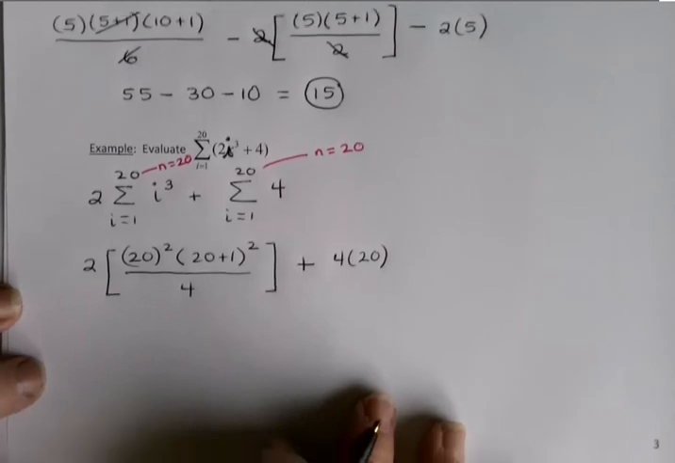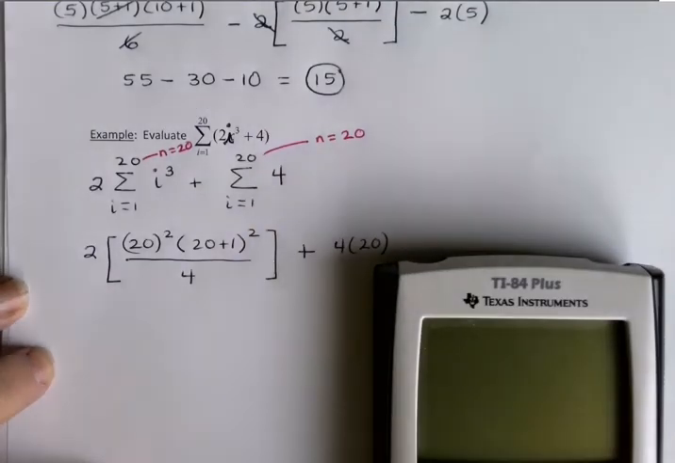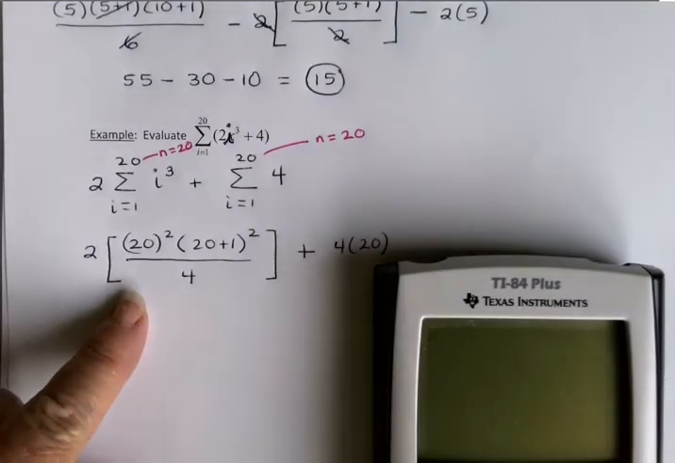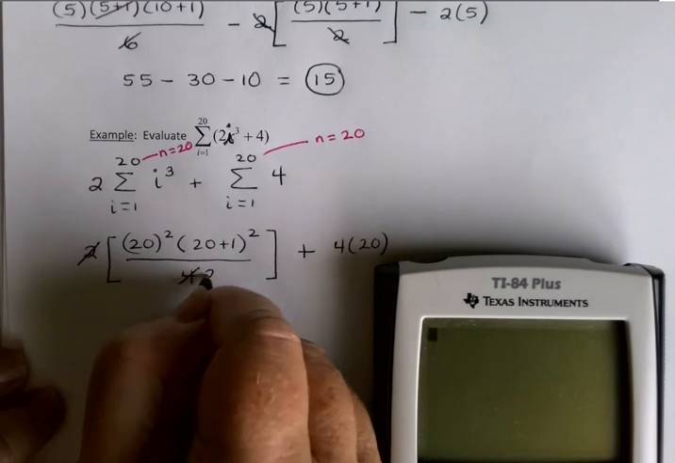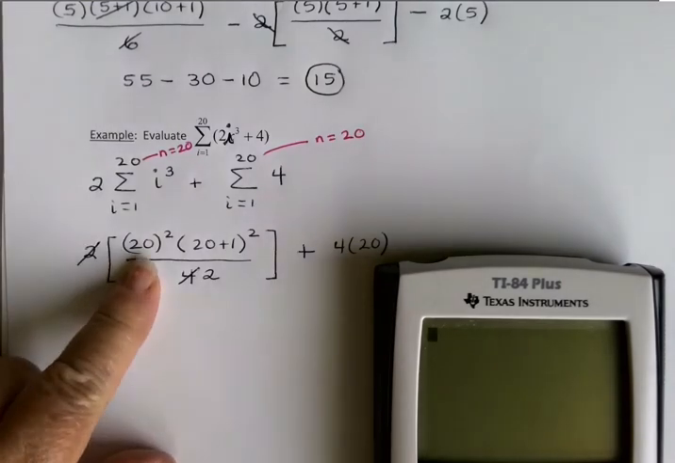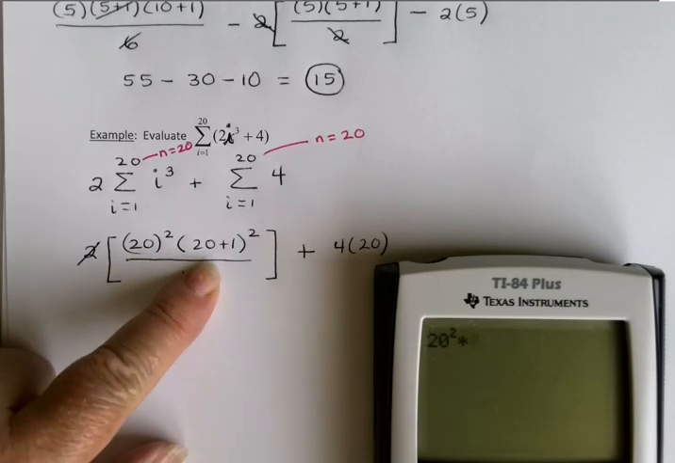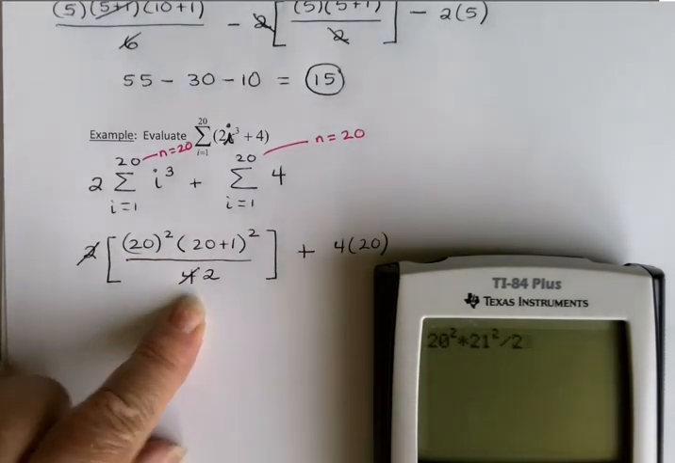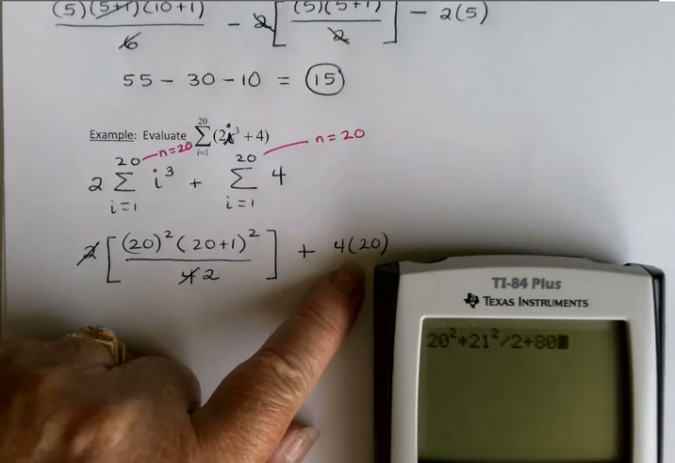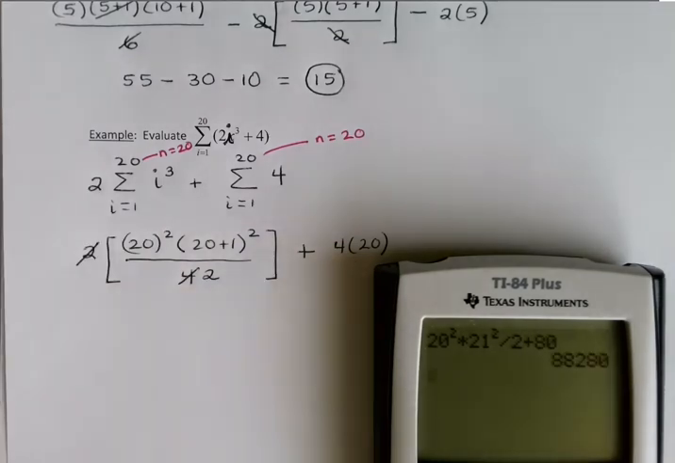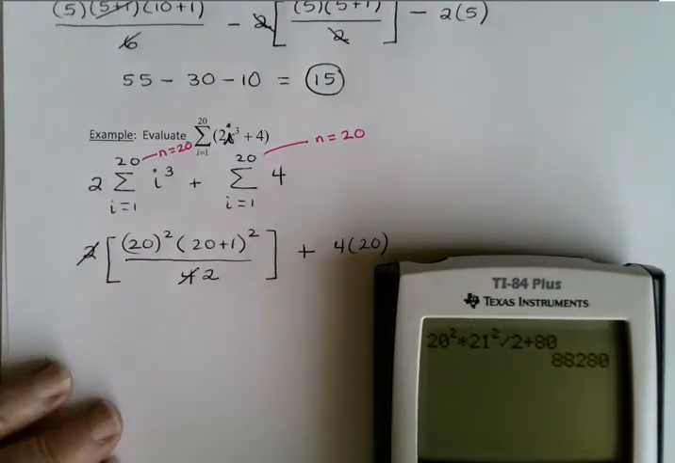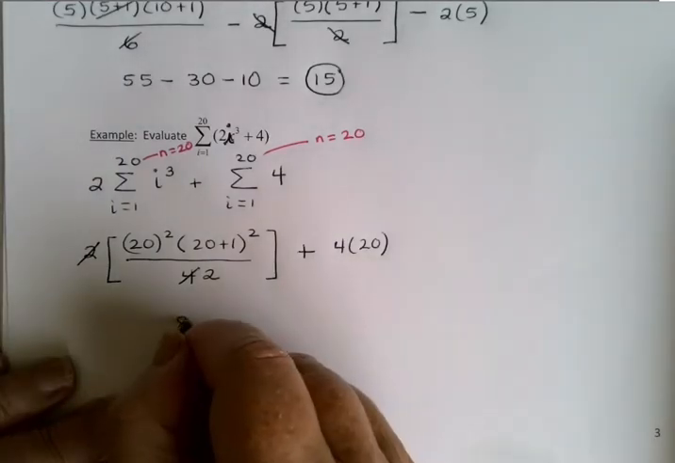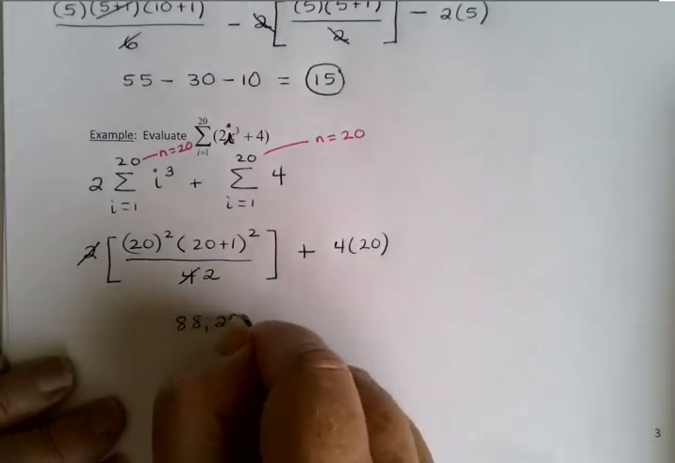All right, these numbers definitely are big enough to warrant a calculator, so let's do that. Let's see, I can cancel this just to make things a little bit less to type in. I'm going to have 20 squared times 21 squared divided by 2, plus 80. 88,280 is that sum.